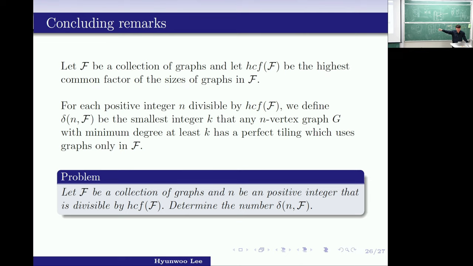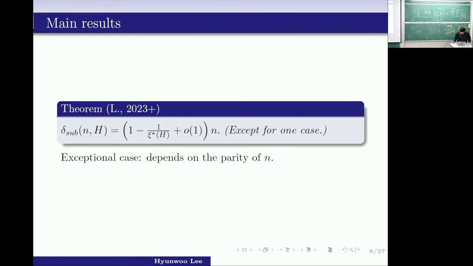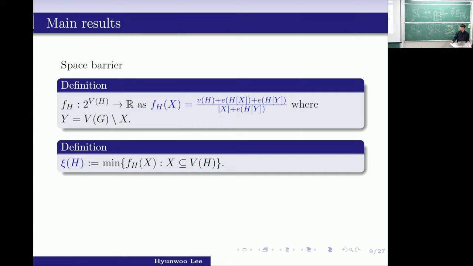So basically, this problem is: can we do a similar thing for other families of graphs? So I don't know. I'm curious about this parameter that you define. Yes, from the space barrier. Space barrier. Okay. So when you subdivide an edge, is it obvious that this parameter doesn't change? Let's say H prime is a subdivision of H. Yes.